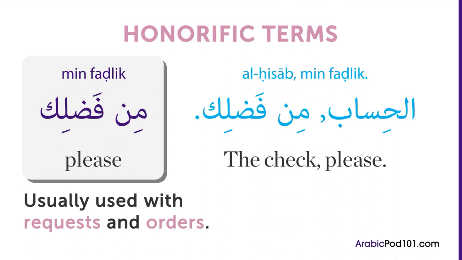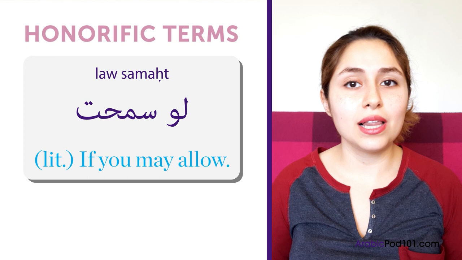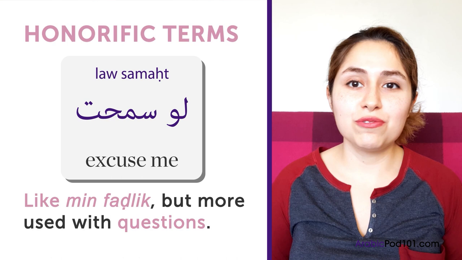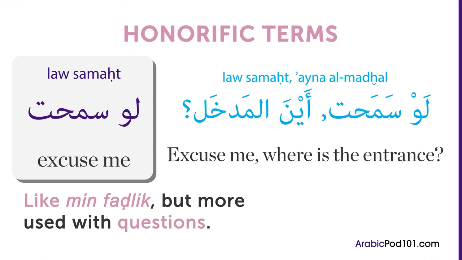The next honorific term is لو سمحت. Literally meaning if you may allow. This one means pardon me or excuse me. It's a little like من فضلك, but is more often used with questions. Adding it to any question you ask will make you sound more polite. For example, لو سمحت، أين المدخل؟ Excuse me, where is the entrance?